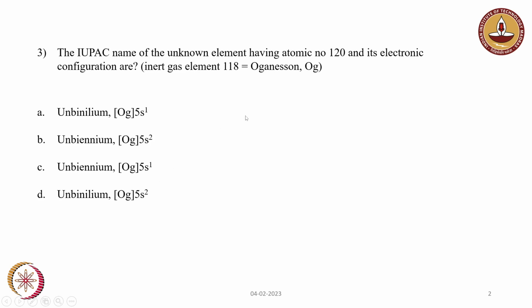This is a combination of the first and second questions. The atomic number is 1, 2, 0. So 1 is un, 2 is bi, and 0 is nil. So the IUPAC name will be unbinilium.